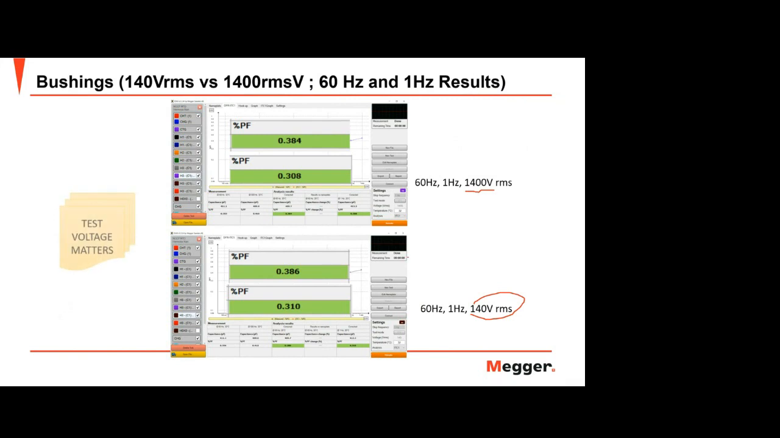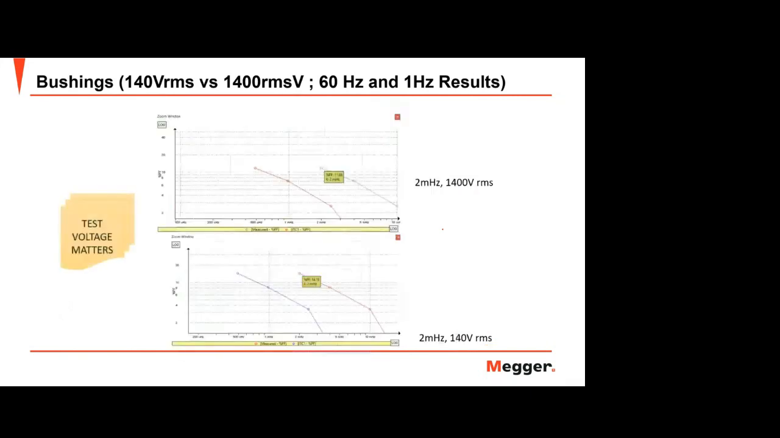Well, we are just talking of 60 hertz and 1 hertz here. What if our stop frequency is around 2 millihertz? What will happen? Then that will make a big difference. At 2 millihertz, at 1,400 volts, our measured power factor here is 11.68%.